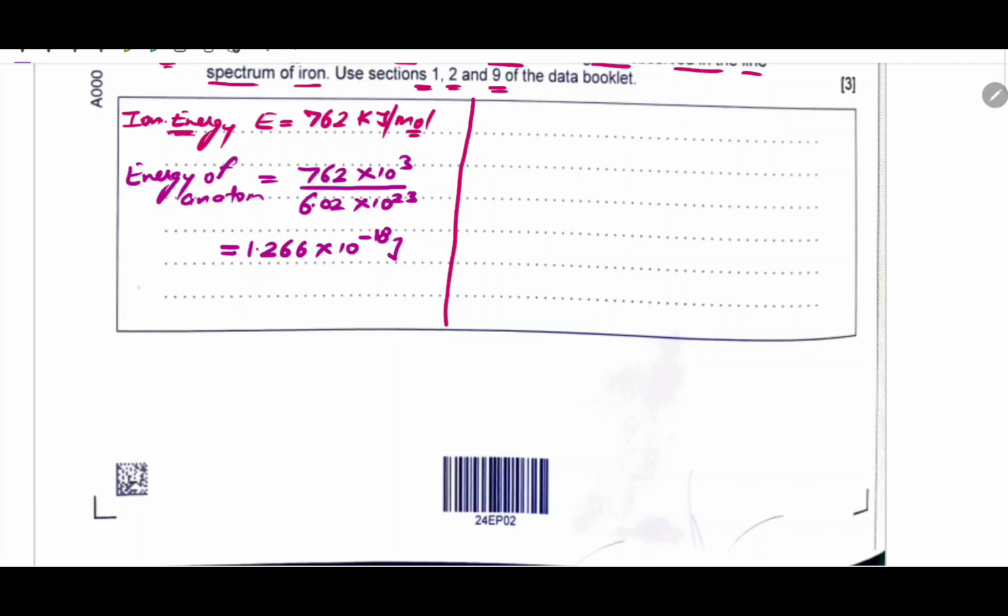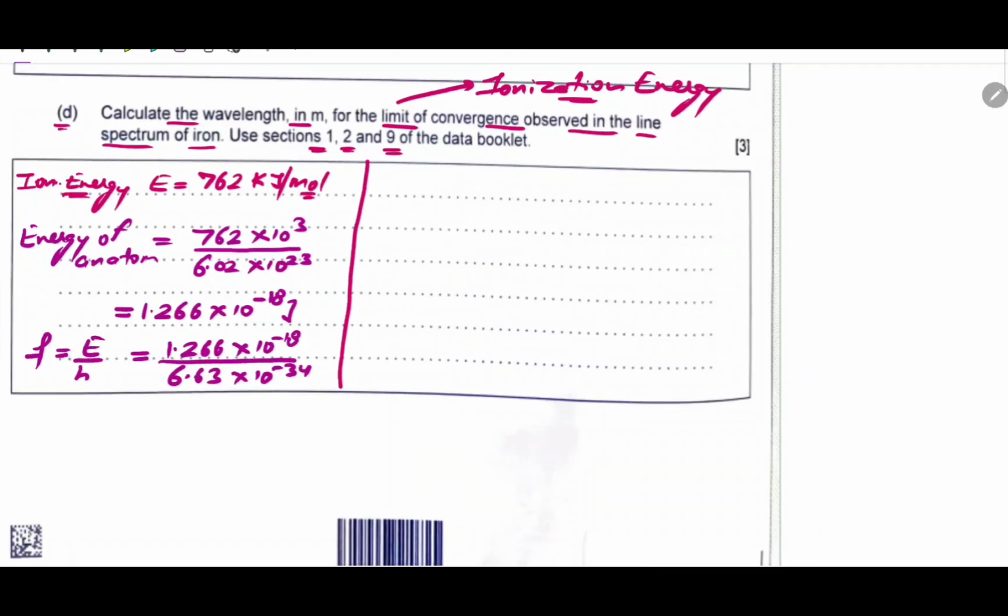Now we know that E equals hf, so frequency f equals E upon h, where h is Planck's constant. The energy is 1.266 into 10 to the power minus 18 upon Planck's constant, 6.63 into 10 to the power minus 34, which I got from section 2 of the data booklet. I get frequency equals 1.91 into 10 to the power 15 second to the power minus 1, which is the unit of frequency.